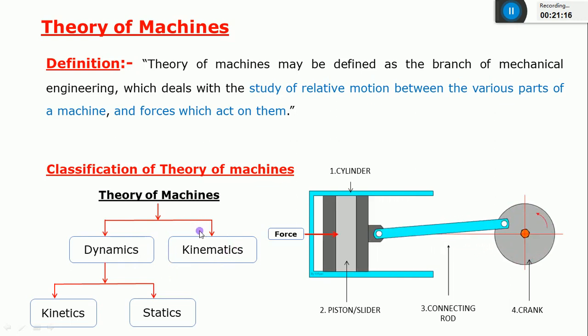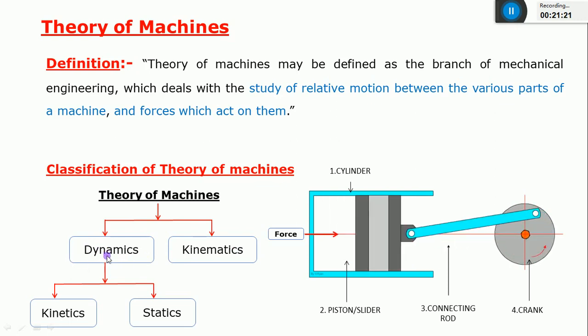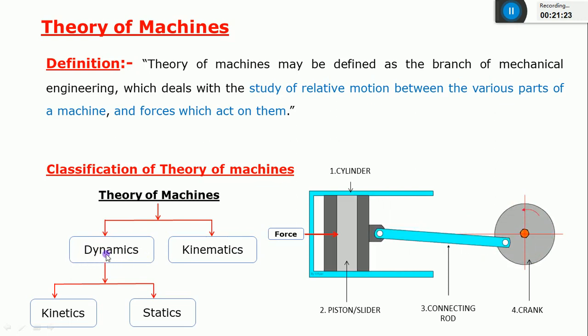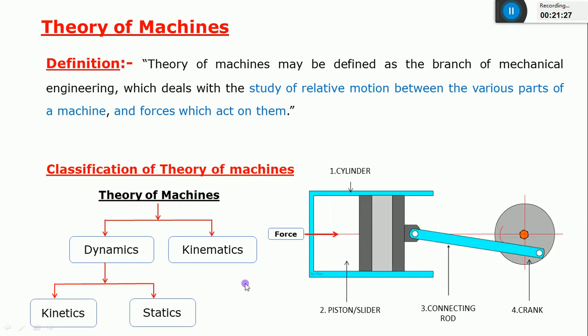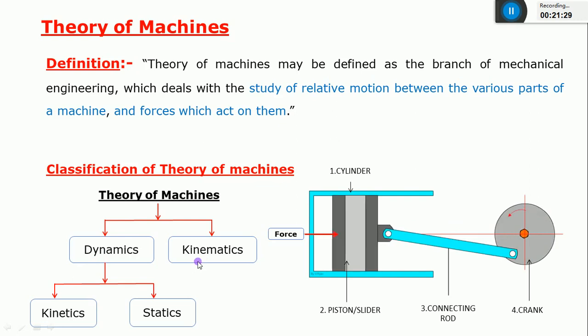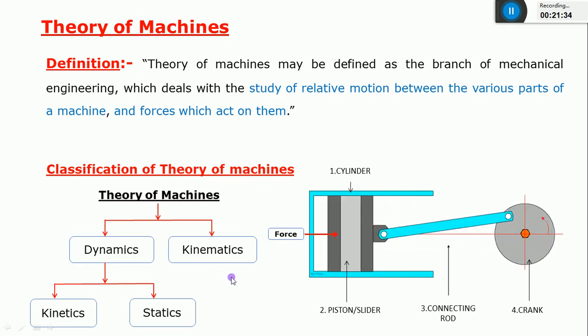For your syllabus, the subject is kinematics of machines. In the next semester you are going to study the dynamics of machines, which you can call DOM. So for your 4th semester syllabus, the subject name is kinematics of machines. In short, I can call it KOM.